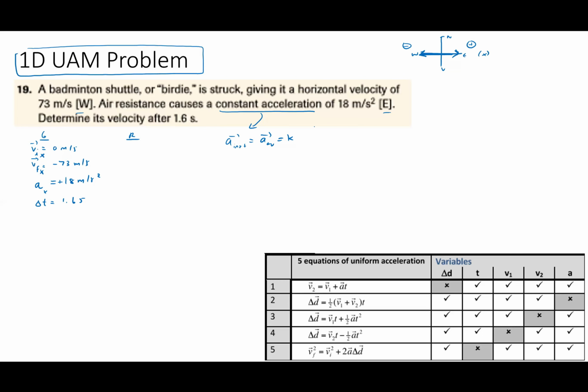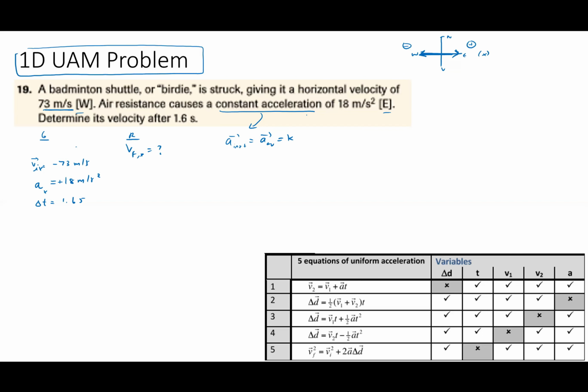So it seems like it's giving it a horizontal velocity. Oh, okay, sorry. I think I need to change this because I think they're taking the initial point here as negative 73 meters per second. So we don't know what our final is then, right? They're taking the initial velocity, not from rest, but the initial velocity is the 73 meters per second. So once you hit the birdie, it's moving at 73 meters per second, but then the object should basically be slowing down due to air resistance.